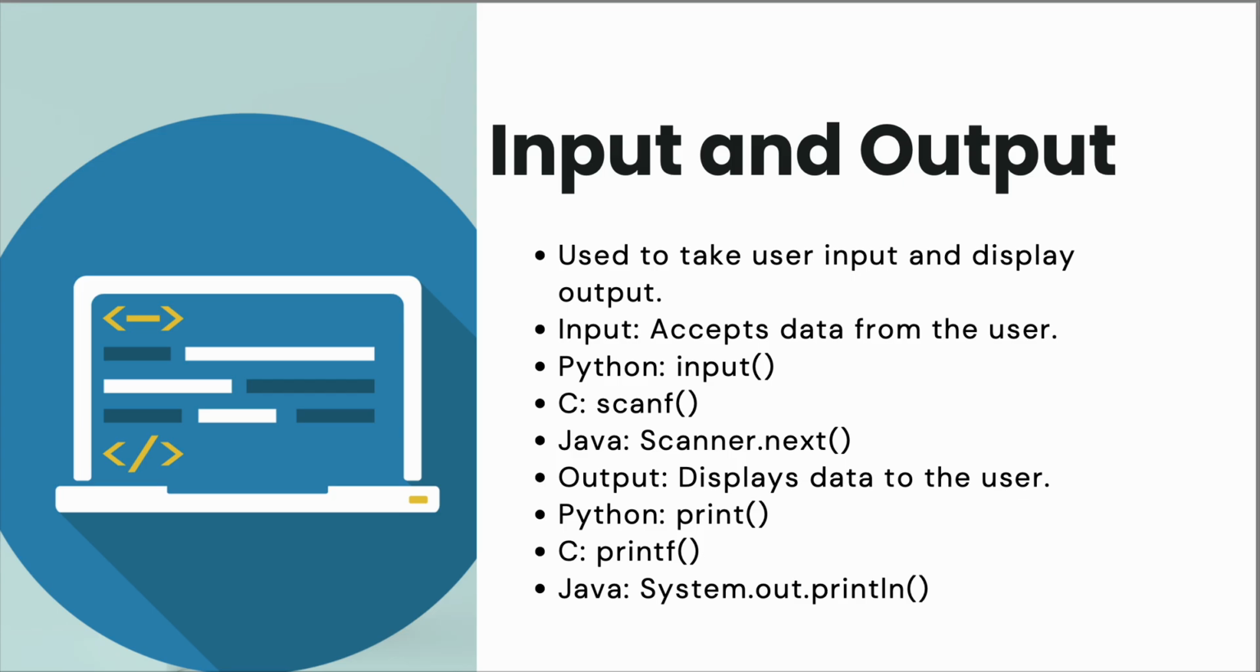Input is normally taken from the user, and output is displayed, and it accepts all kinds of data from the user. So for example, there is Facebook, there is Twitter, there is Instagram, and there are so many other social sites.